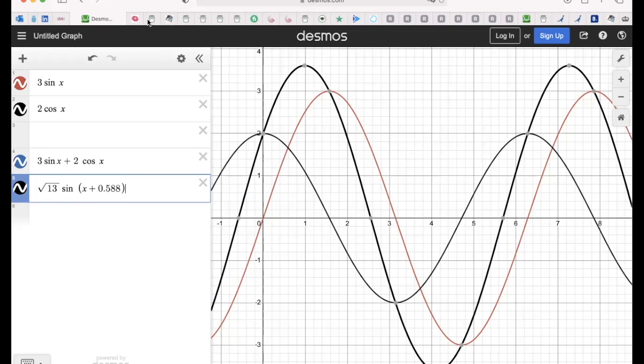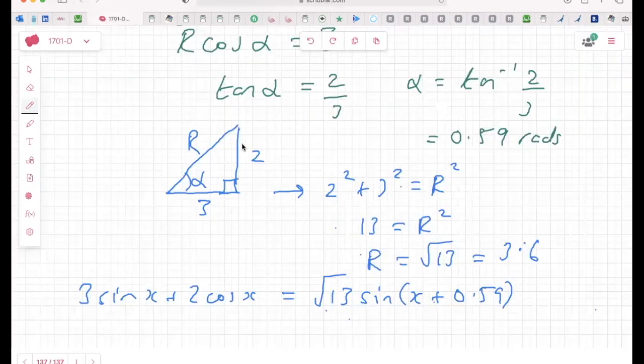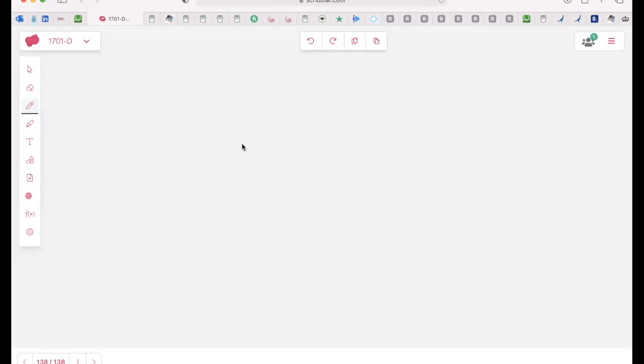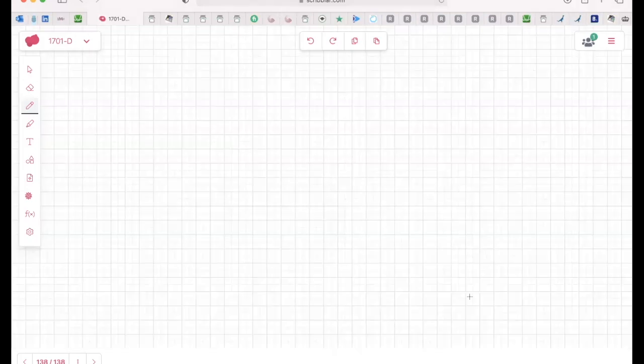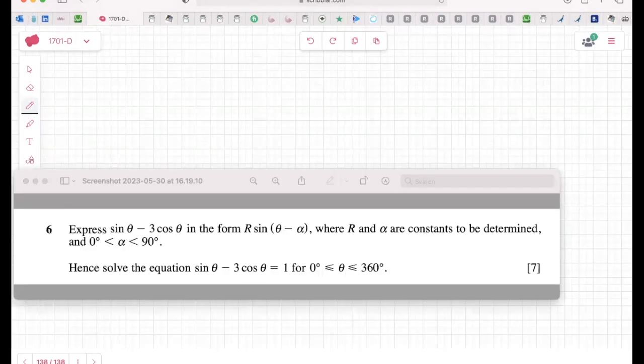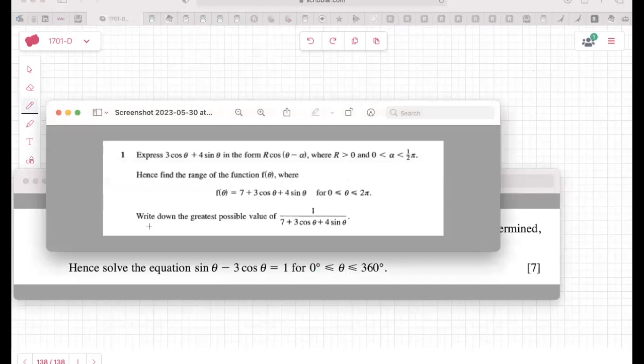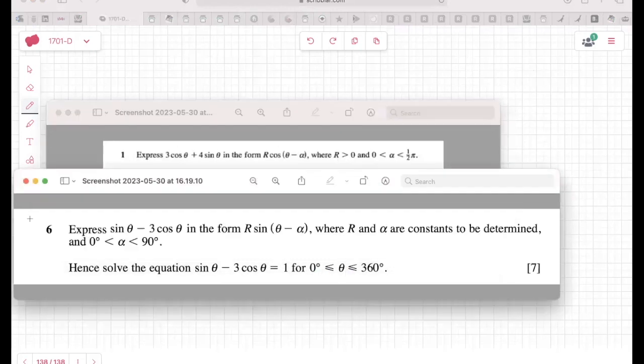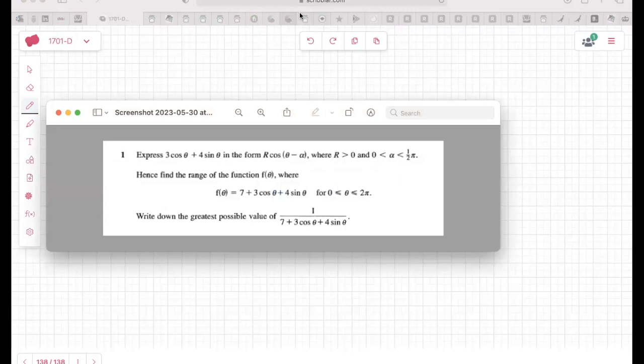Right, so let's have a look at another example of that. So I want to look at this one. So let me put that one away. We'll look at that later. This one, we've got a similar setup, 3 cos theta plus 4 sine theta in the form of cos theta this time. So we want it as a cosine wave. And again, it's in radians. And then there are some further questions on that.